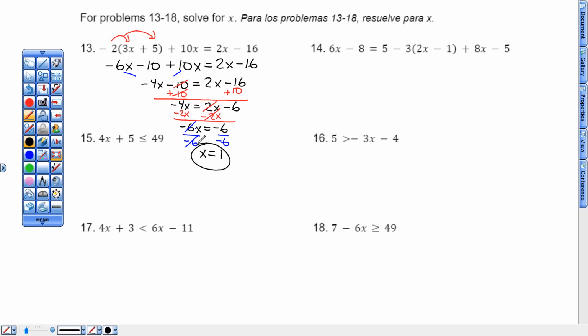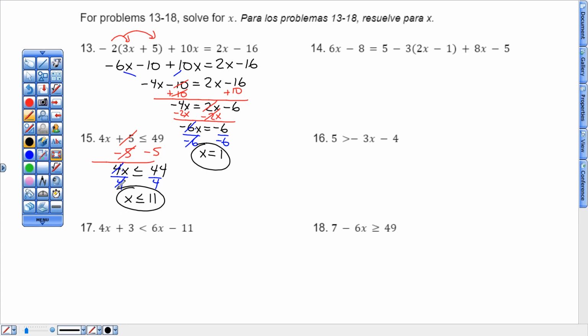All right, this guy, solving, taking away 5, gives me 4x less than or equal to 44. Opposite timesing by 4, dividing, gives me x is less than or equal to 11.